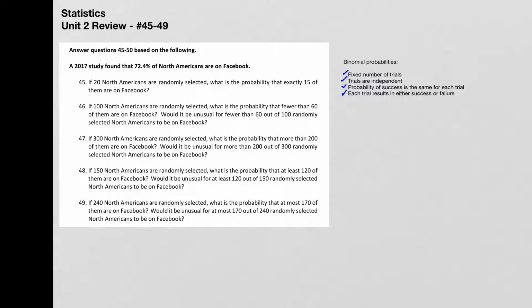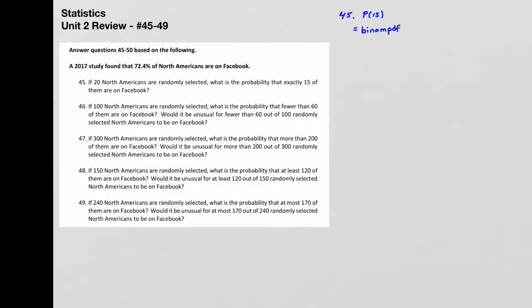So now how do we solve these individual problems? Let's start with number 45. In this question, it says, if 20 North Americans are randomly selected, what is the probability that exactly 15 of them are on Facebook? So we're finding the probability of exactly 15 successes.